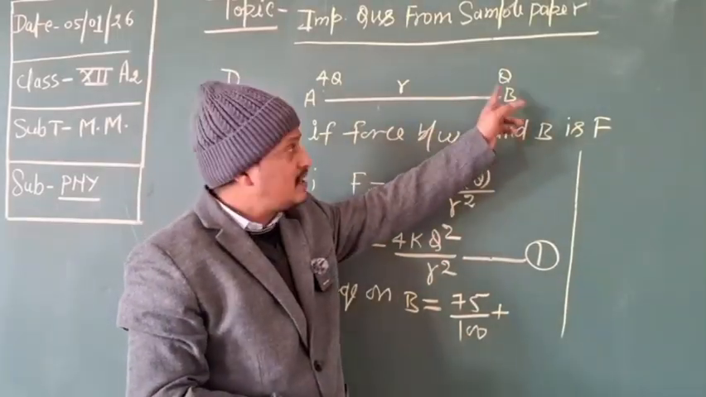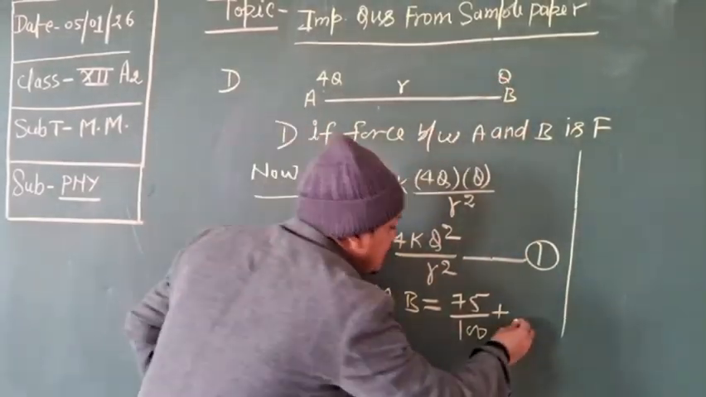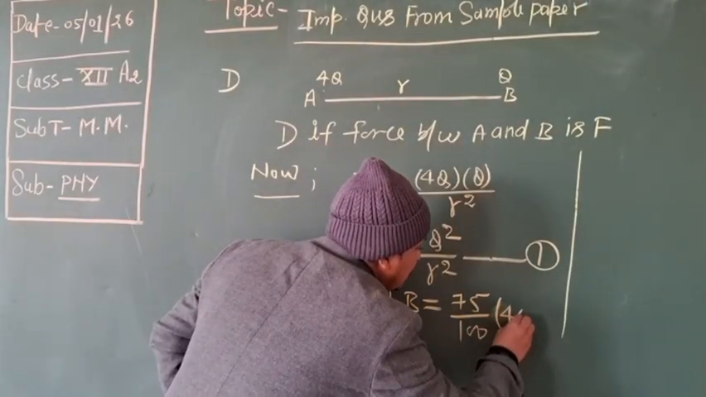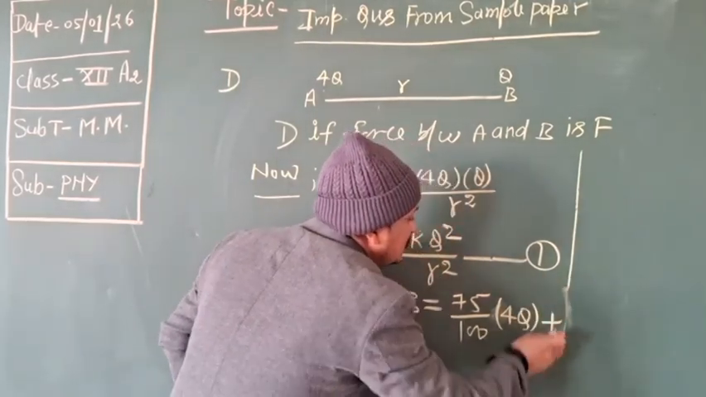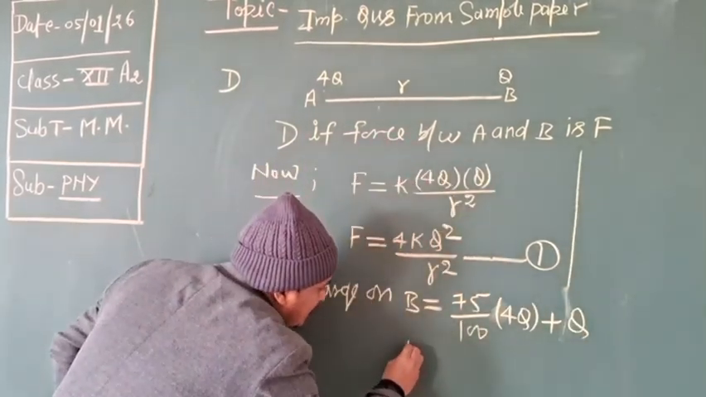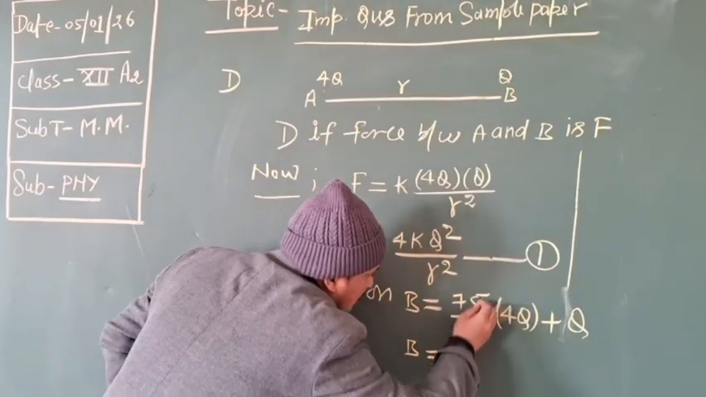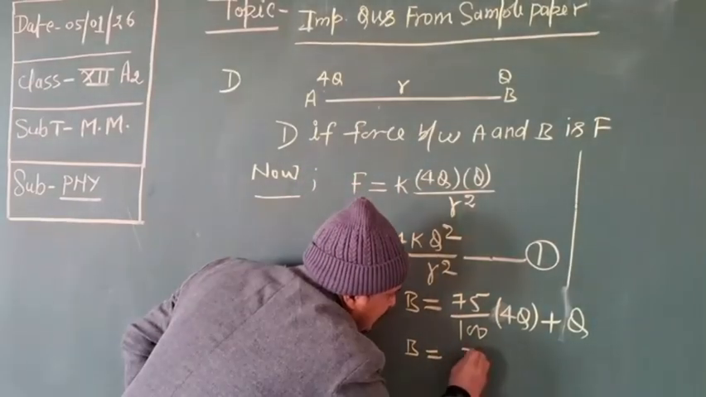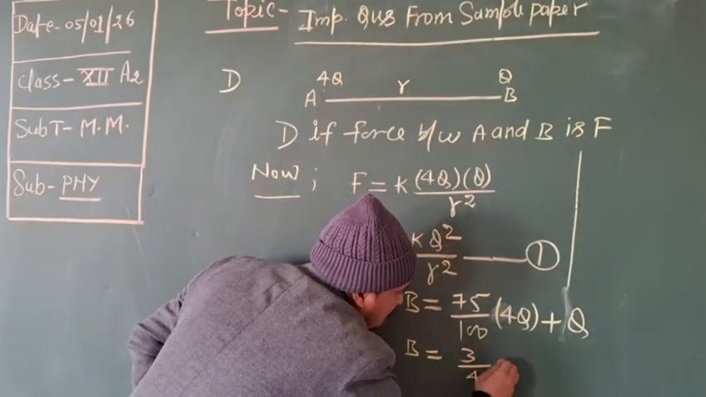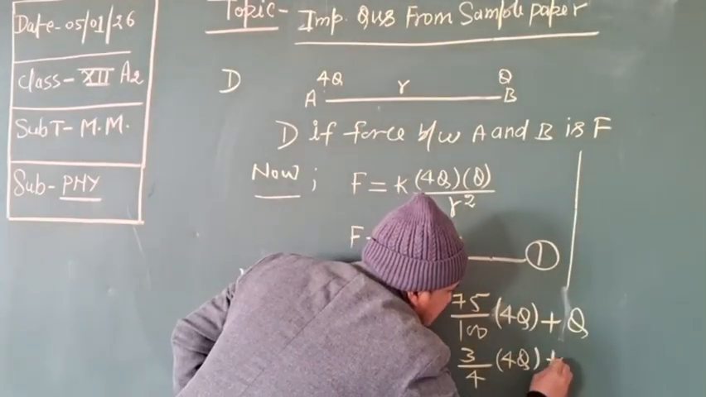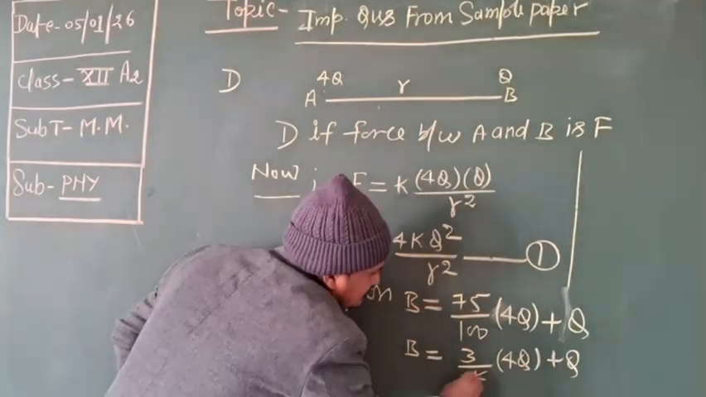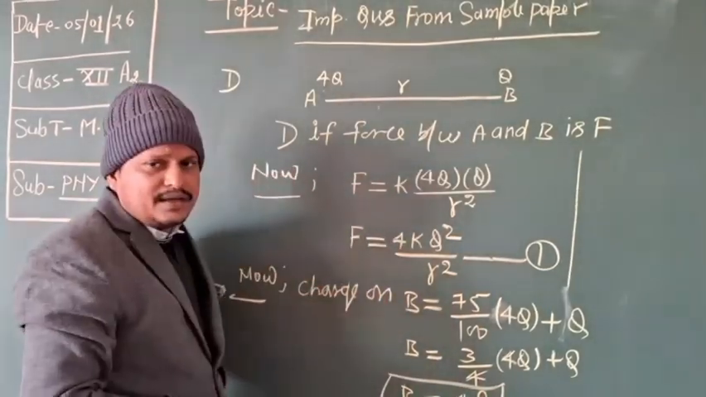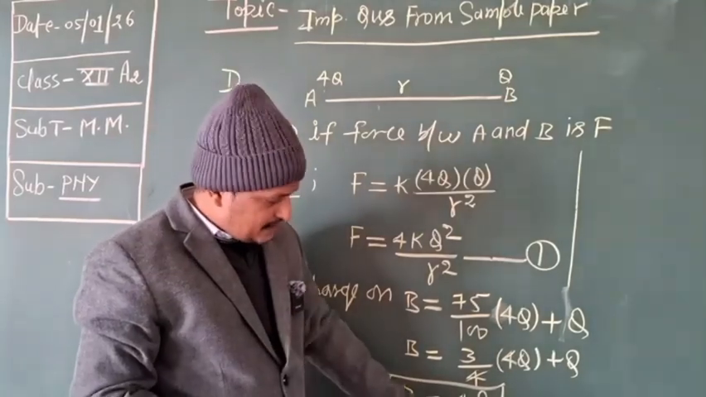What charge does B already have? Q. So 75% of A's 4Q is transferred to B, plus Q. After calculation, B will be 3 upon 4 into 4Q plus Q, which is equal to 4Q. The final charge on B is calculated as 4Q.